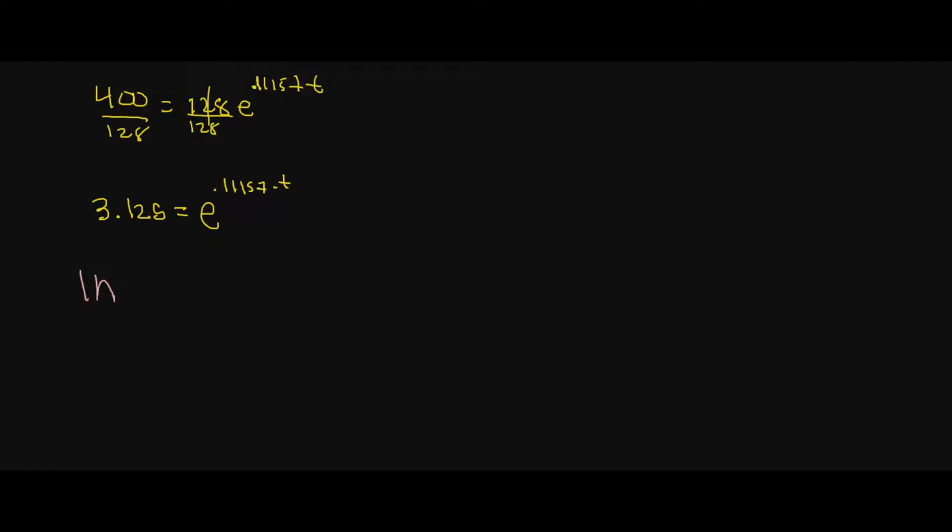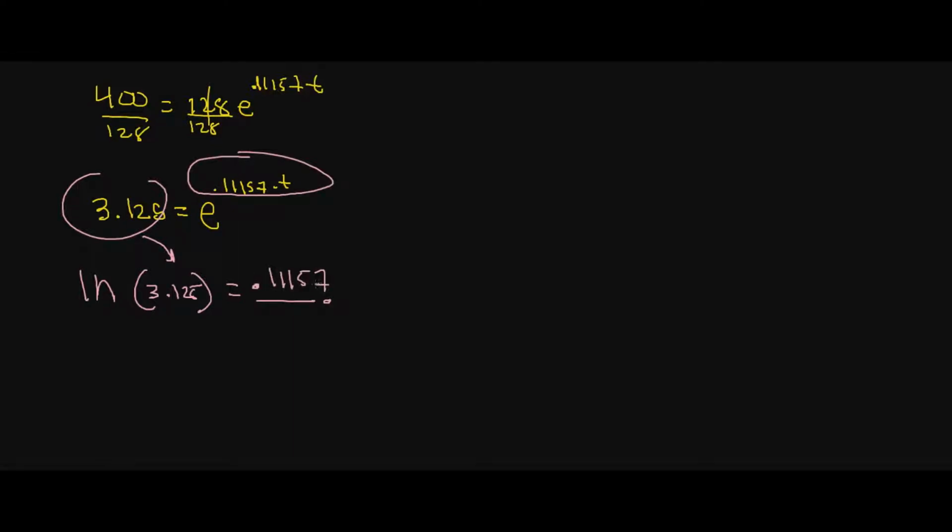So ln, natural log blank is equal to blank. This is your output, so that becomes your input, 3.125. This is your input, so that becomes your output, 0.1157 times t. Let me write that one more time: ln of 3.125 is equal to 0.1157 times t.